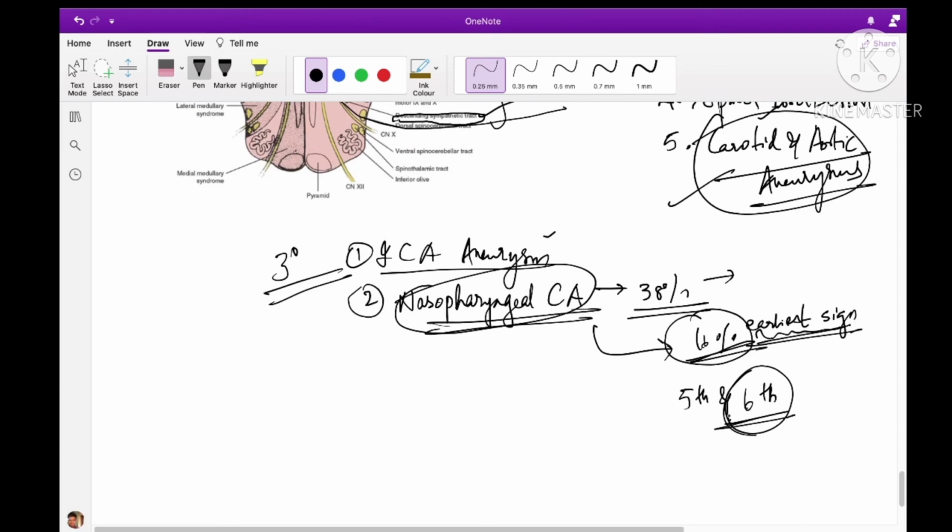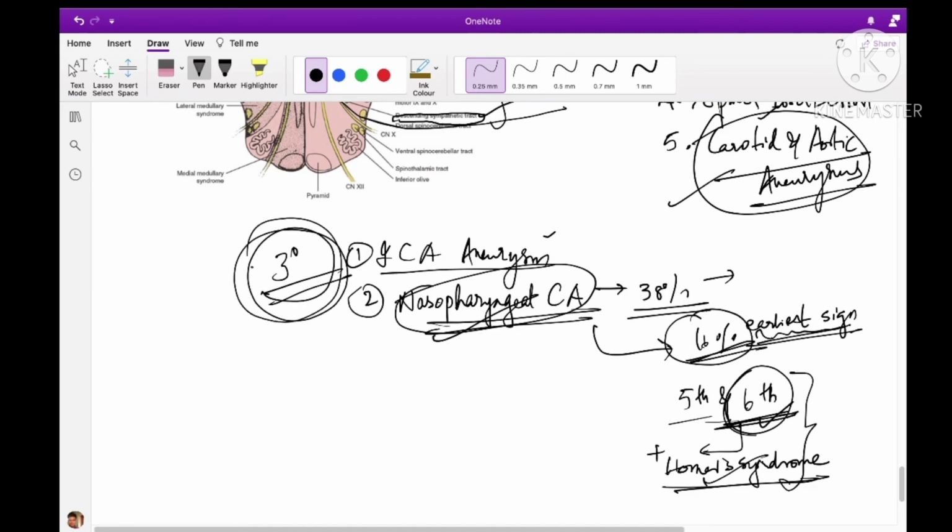So the fifth as well as the sixth is getting involved. The sixth nerve involvement along with the Horner's syndrome is one common presentation of nasopharyngeal carcinoma, one of the earliest presentations. In the case of nasopharyngeal carcinoma, the third order neurons are getting affected. Next, it is passing through the cavernous sinus.